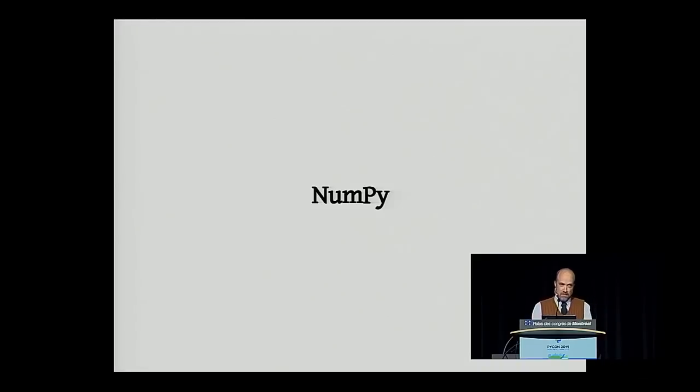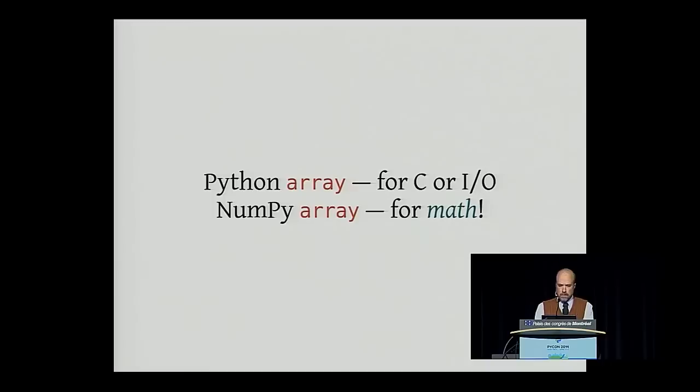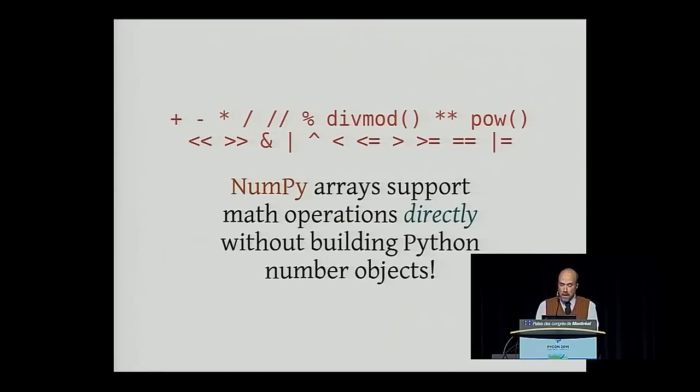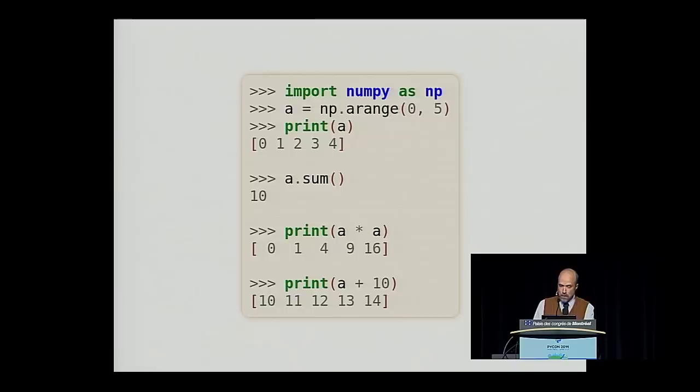This has led to the invention of an incredibly powerful library called NumPy, which is now the basis of nearly all scientific and data Python computing. Python arrays are very simple. For C or I/O, a NumPy array is what you use when you're doing math. NumPy arrays support math operations directly between arrays and scalars without needing to build intermediate Python number objects.